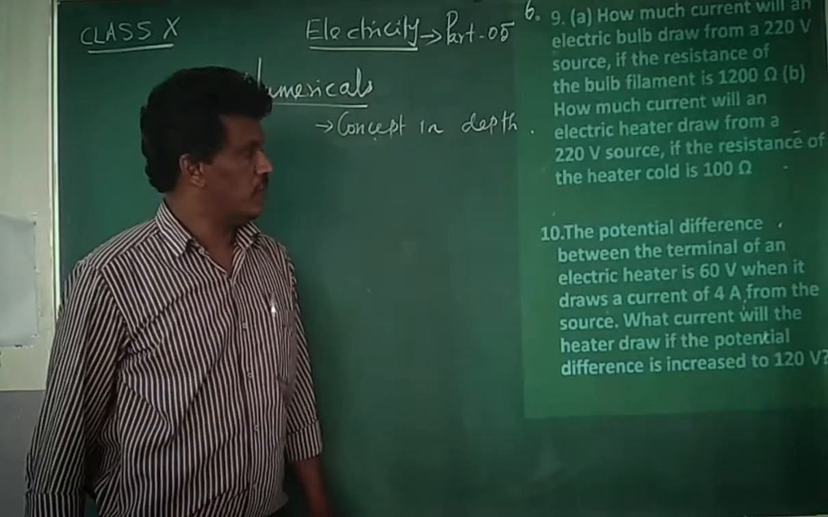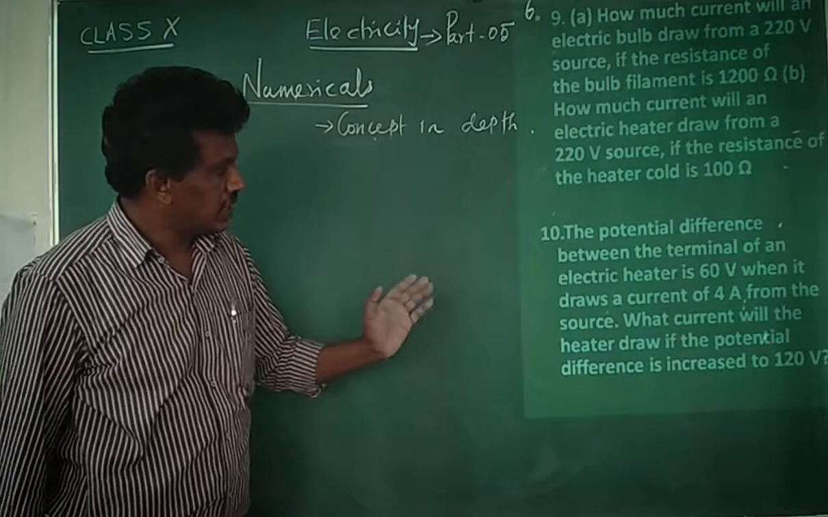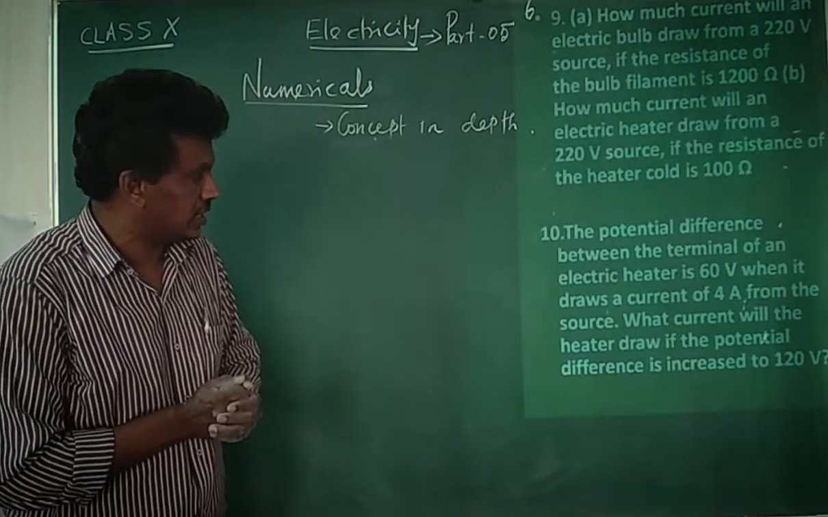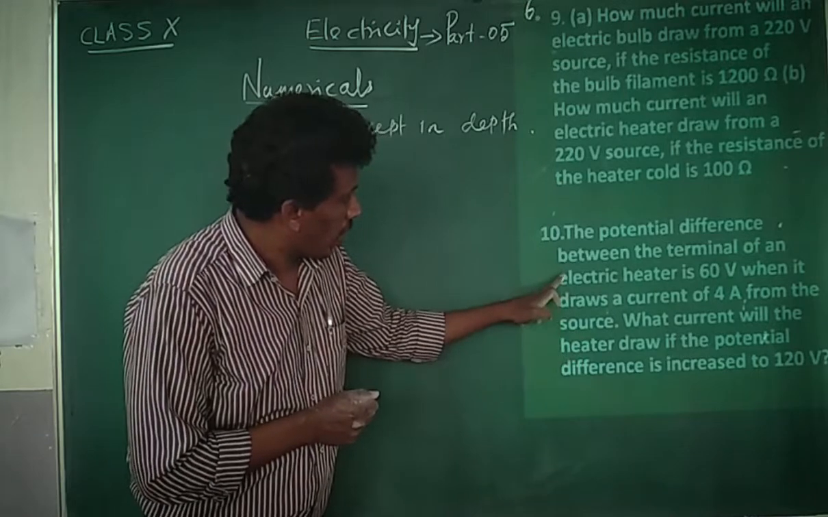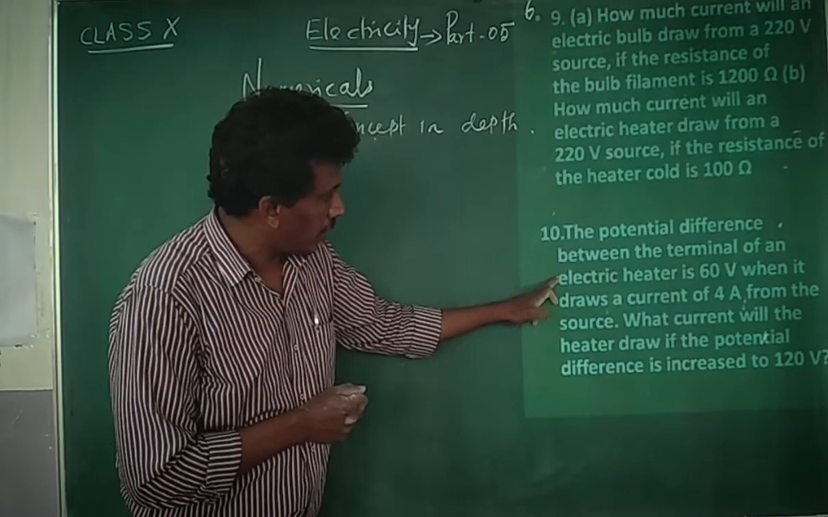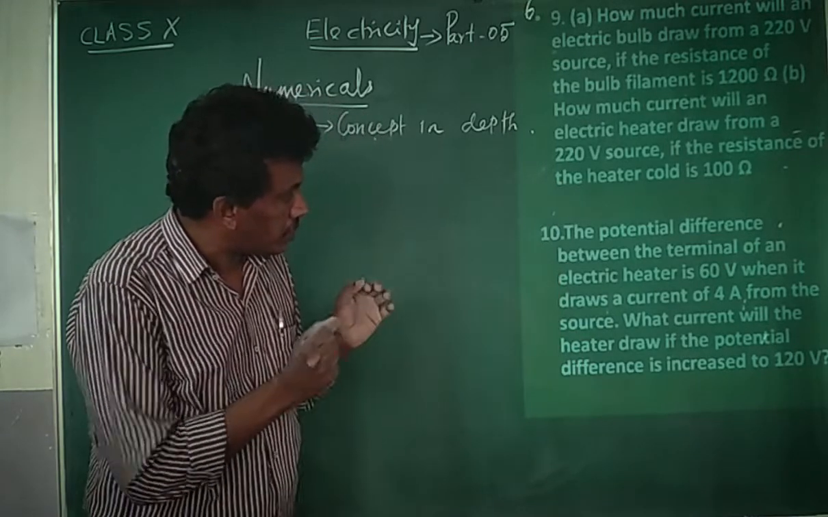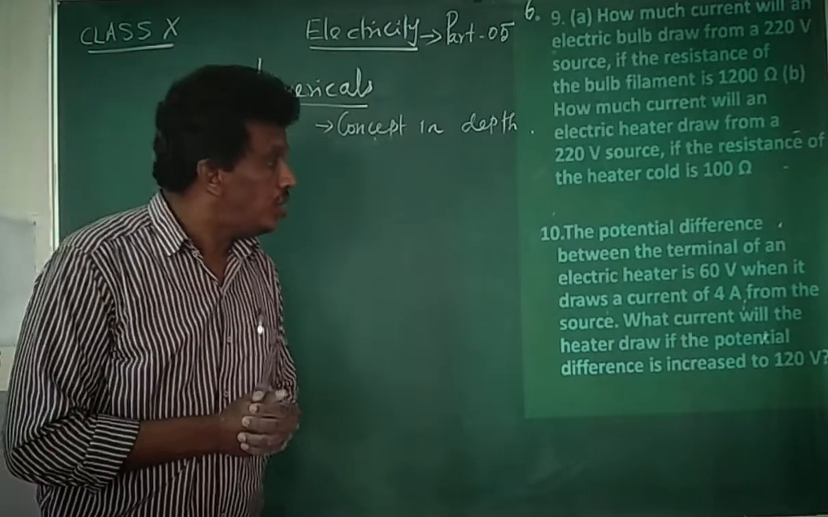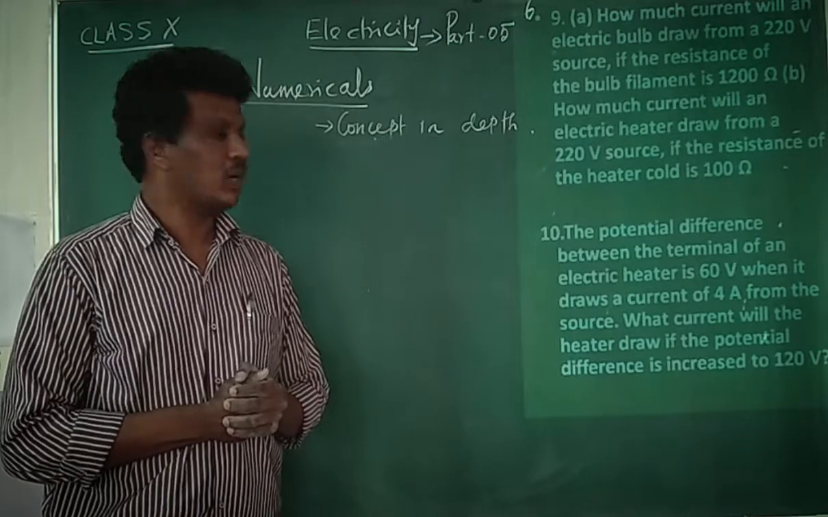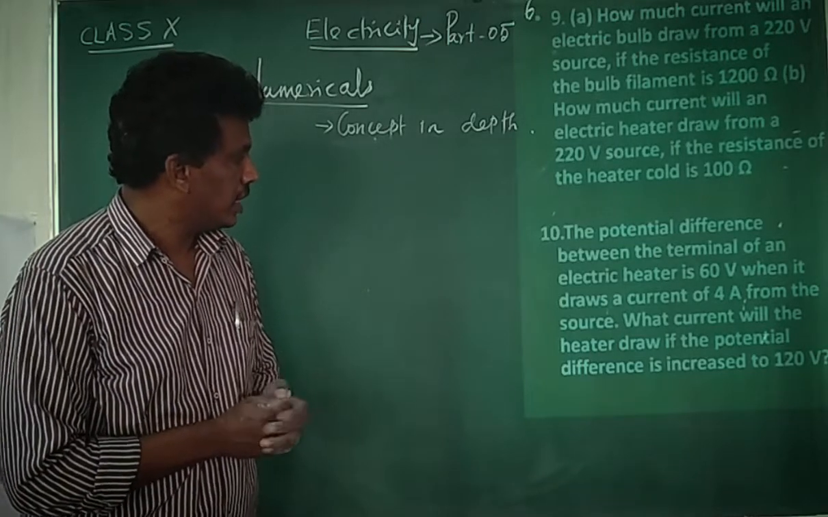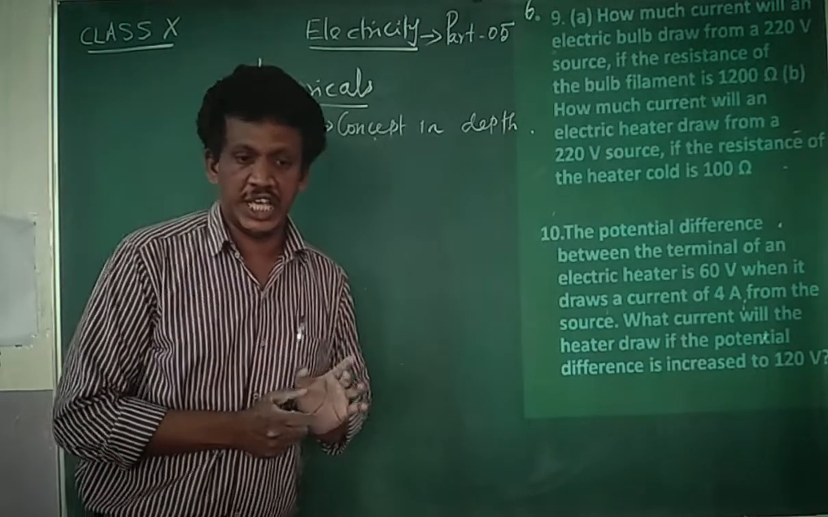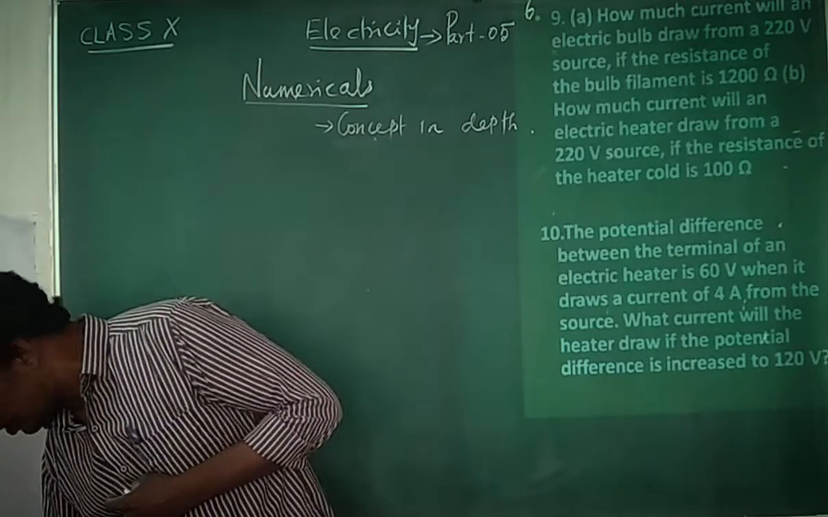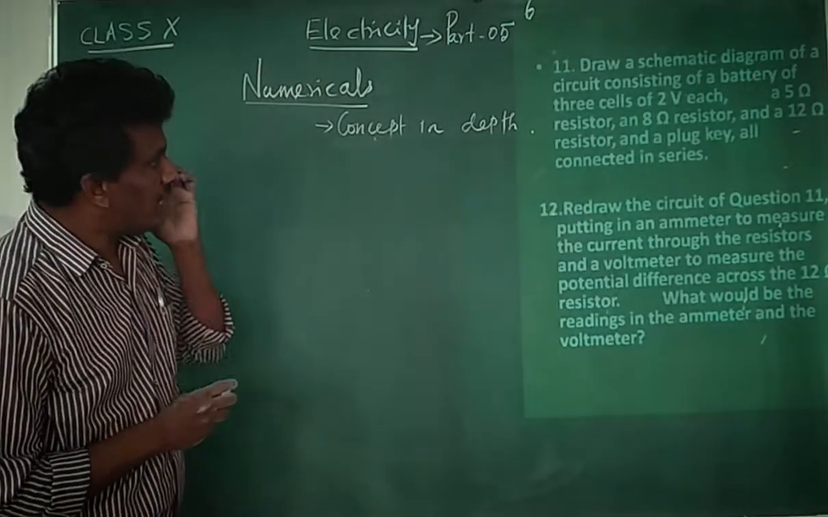You can solve it yourself. Because the potential difference is given and the current is given, you have to understand two different things. Here the component is the same, an electric heater. What difference does it make? Yes. The operating voltage is changed. So automatically what will happen? Here the current will change. Okay? So let us go to question number 11.